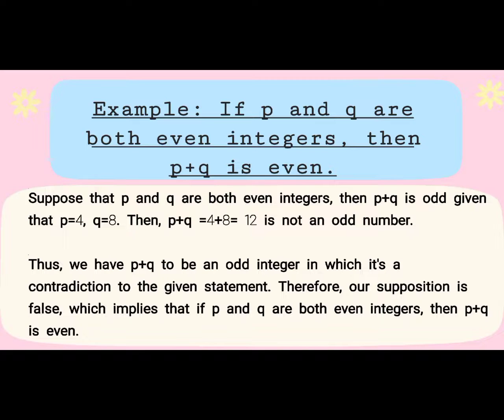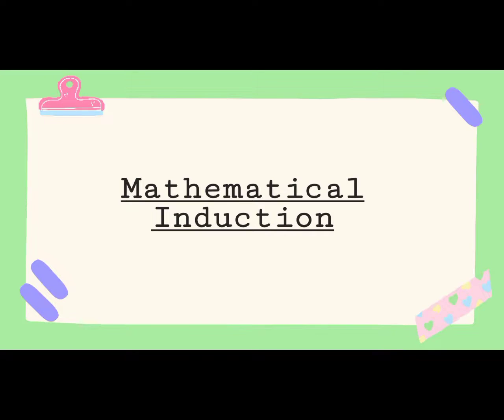So proof by using the proof of contradiction: suppose that P and Q are both even integers, then P plus Q is odd given that P is equal to 4 and Q is equal to 8. Then P plus Q is equal to 4 plus 8 is equal to 12 is not an odd number. Thus, we have P plus Q to be an odd integer in which it's a contradiction to the given statement. Therefore, our supposition is false, which implies that if P and Q are both even integers, then P plus Q is even. So for the last one is the mathematical induction.